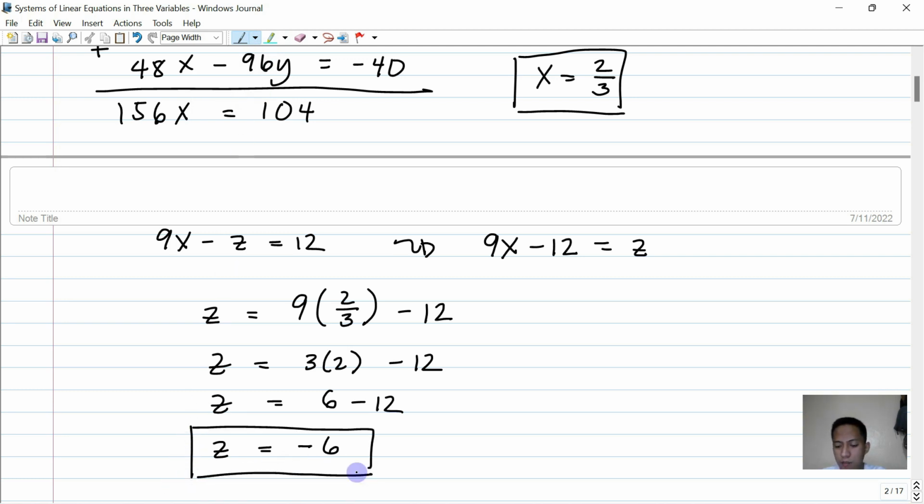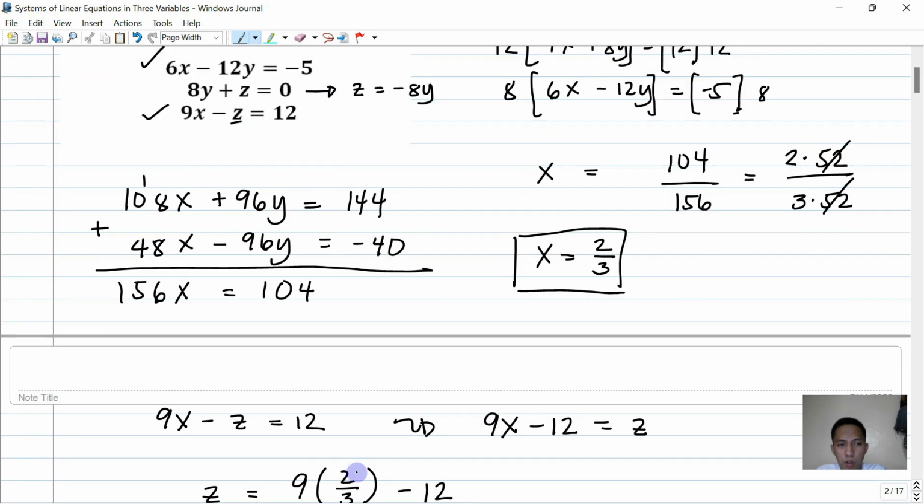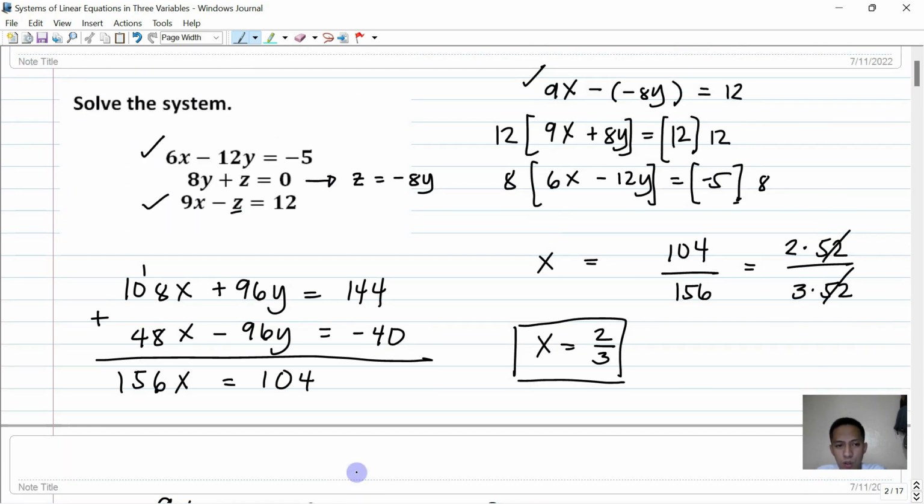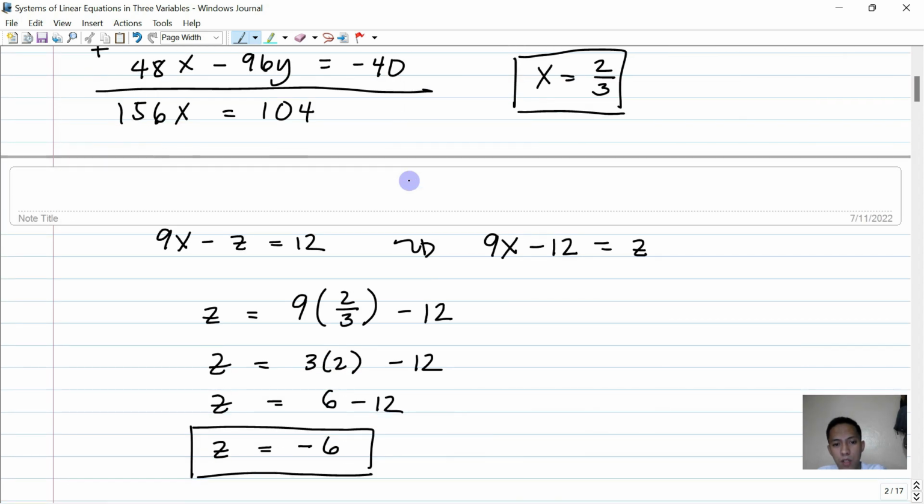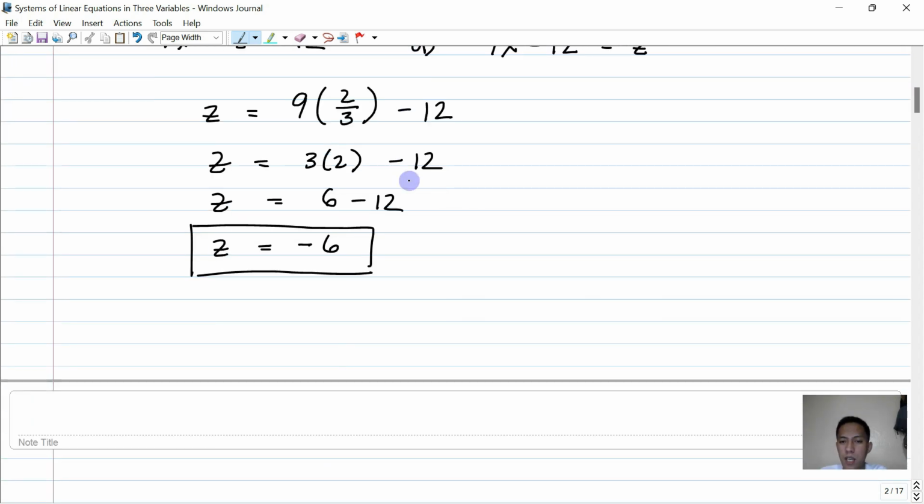So since we have the value for z, we can go back again to these equations and hanapin natin yung natitirang variable, which is y. So sa second equation, we can see that it is in terms of y and z. So we can use that. So 8y plus z equals 0. Okay, from the second equation, 8y plus z equals 0.